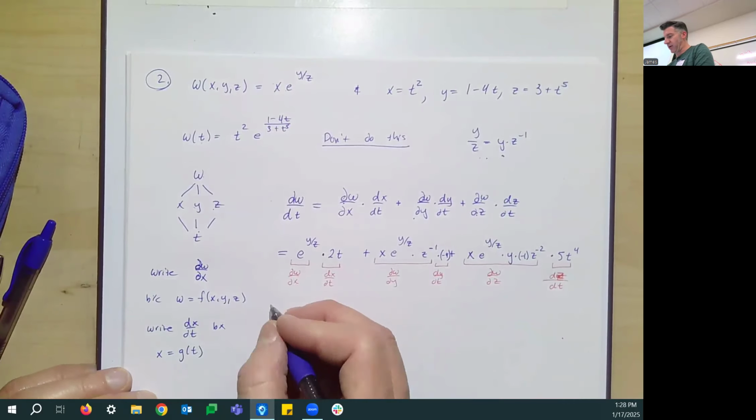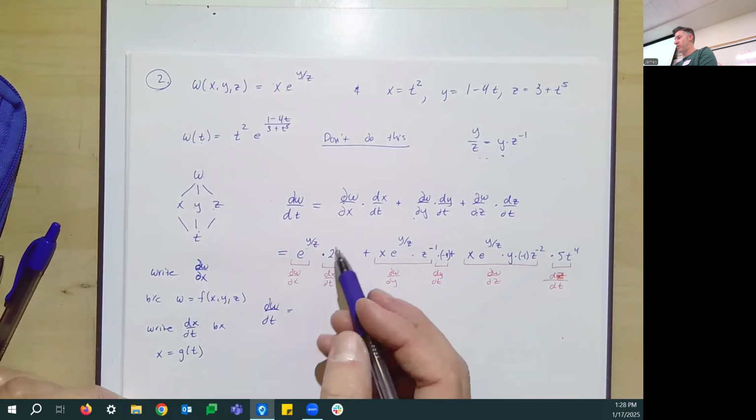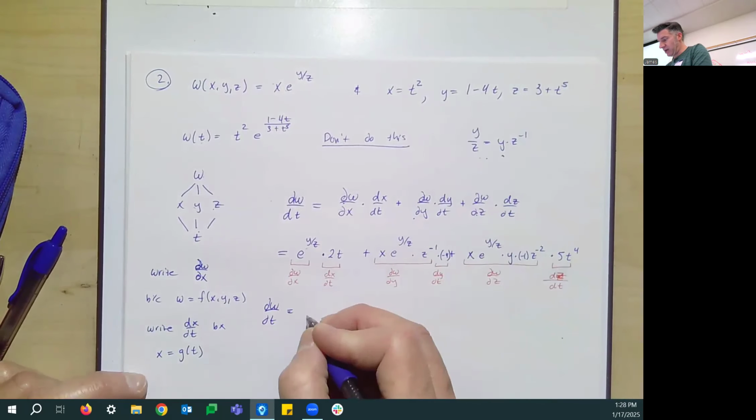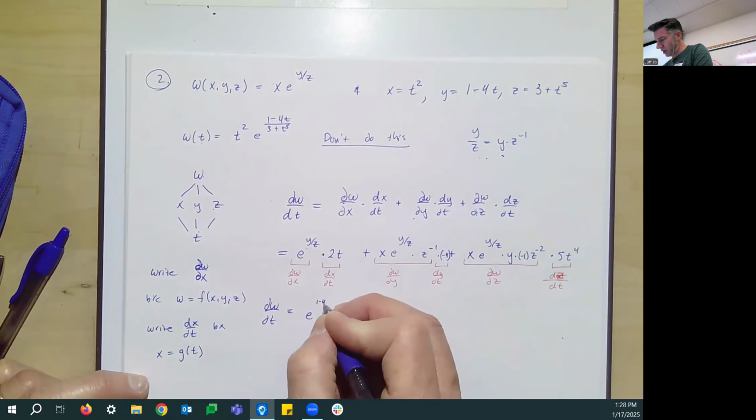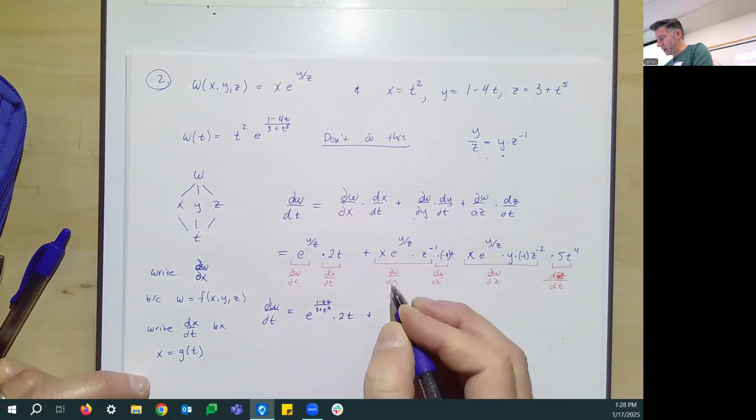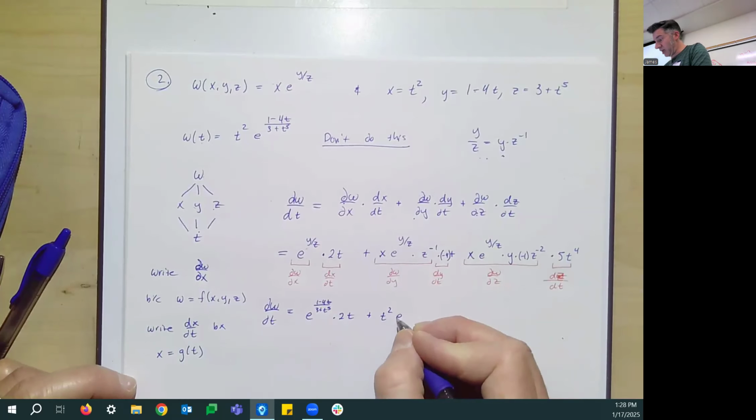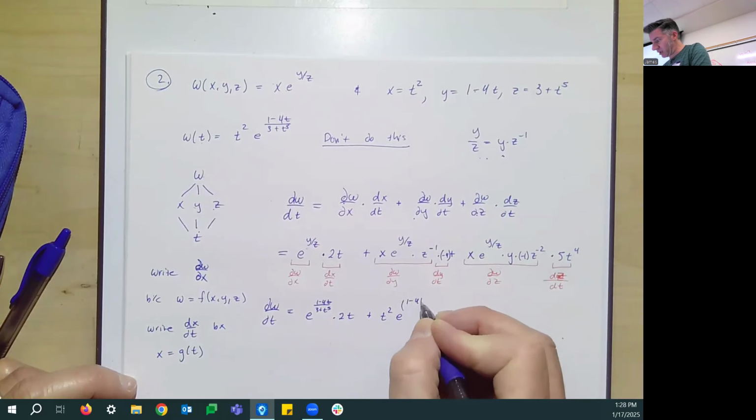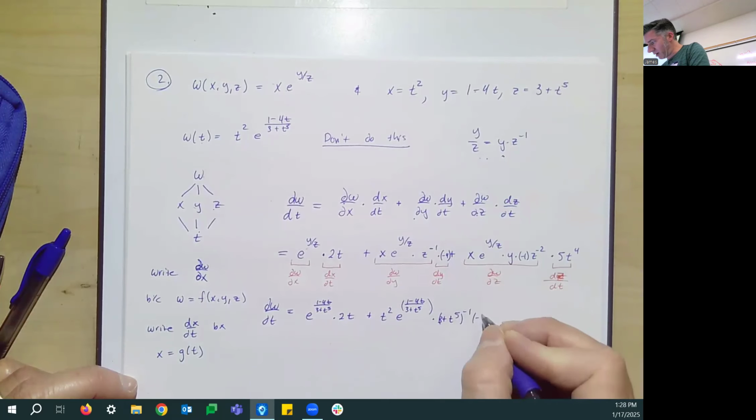So if I wanted to write dw dt in terms of just t, we would replace every y, z, and x with what they're equal to. So we would have something gross like e to the 1 minus 4t over 3 plus t to the fifth. I'm regretting this choice already. Times 2t plus my x, which is t squared. You probably don't need to write this down. Times e to the same thing, 1 minus 4t over 3 plus t to the fifth, times z to the negative first, which is 3 plus t to the fifth to the negative first, times -4, oh my gosh.